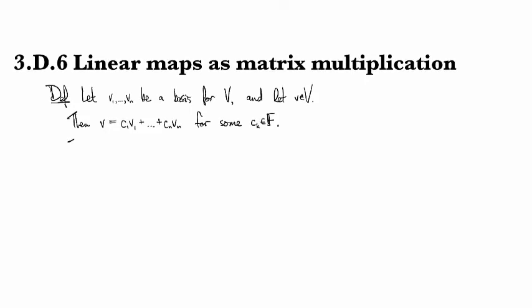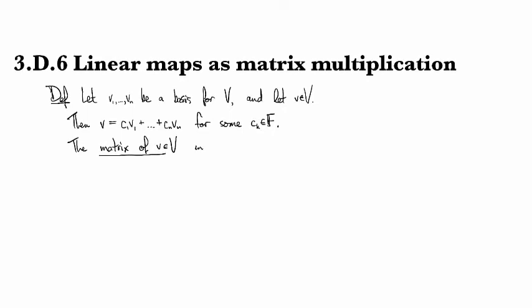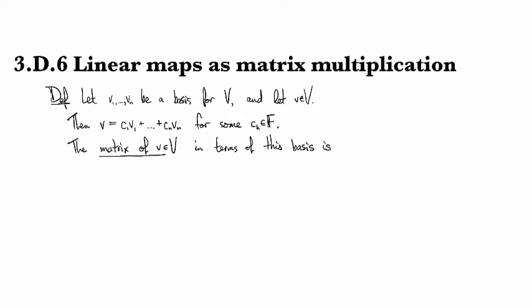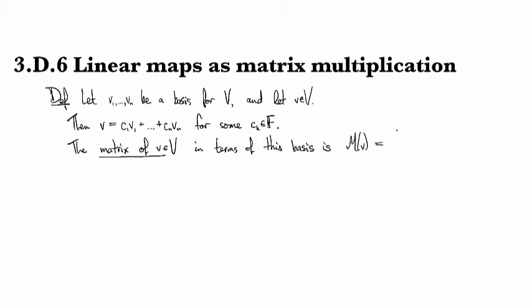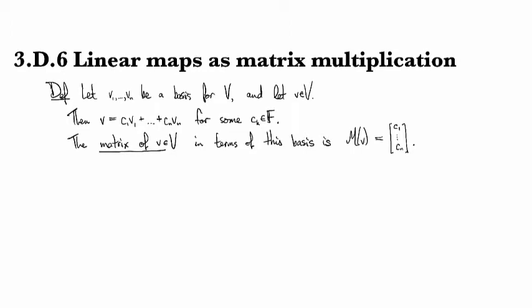And then the matrix of v in terms of this basis is just the column vector of those coefficients. So the matrix for v is c1 through cn. Now look at how we can use this.